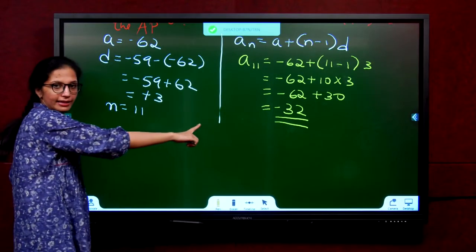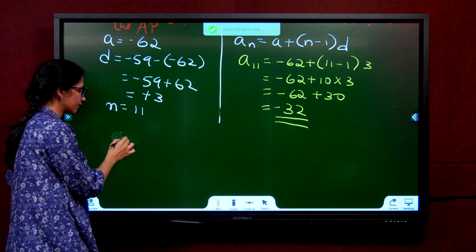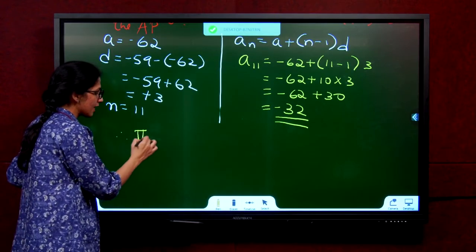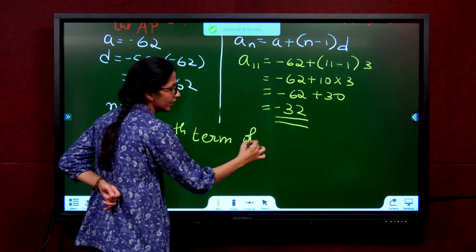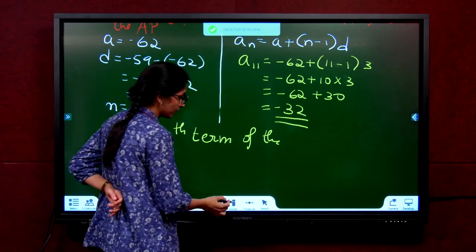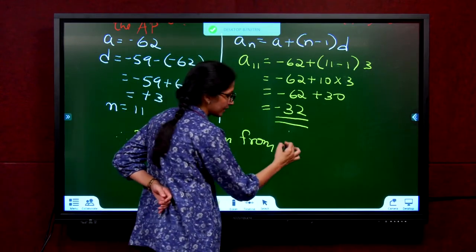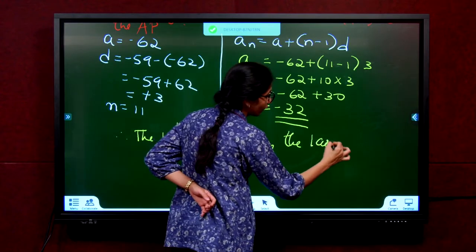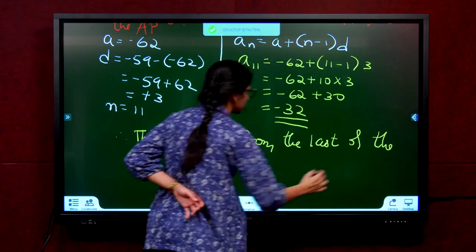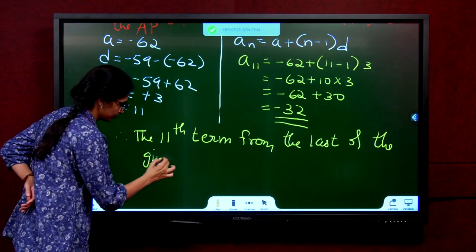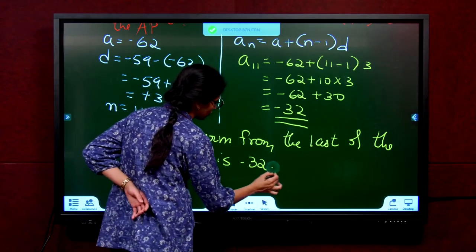So you can't leave it there because you have a reverse AP, you have changed it. So you have to compulsorily give the statement saying the 11th term from the last of which AP? Given AP or reverse AP? Of the given AP is minus 32.